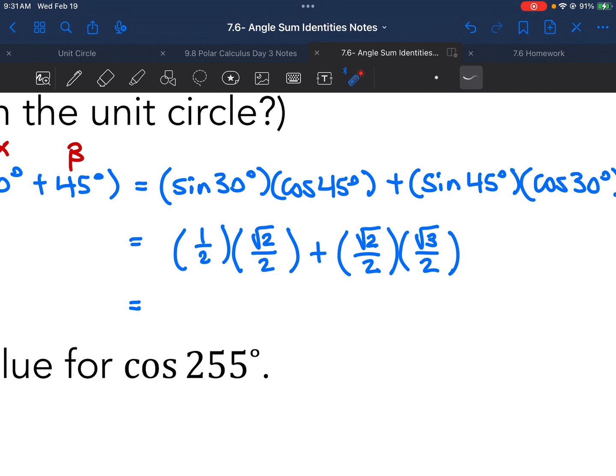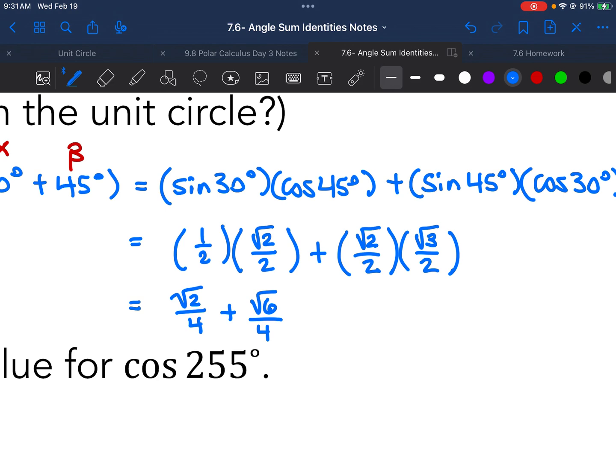So when you multiply fractions, remember that you multiply the tops together and then you multiply the bottoms together. So 1 times square root of 2, that's square root of 2. 2 times 2, that's 4. Plus, then over here, square root of 2 times square root of 3. If you're multiplying 2 square roots together, you can put them under 1 square root. So this would be square root of 6. And then 2 times 2 on the bottom is 4.